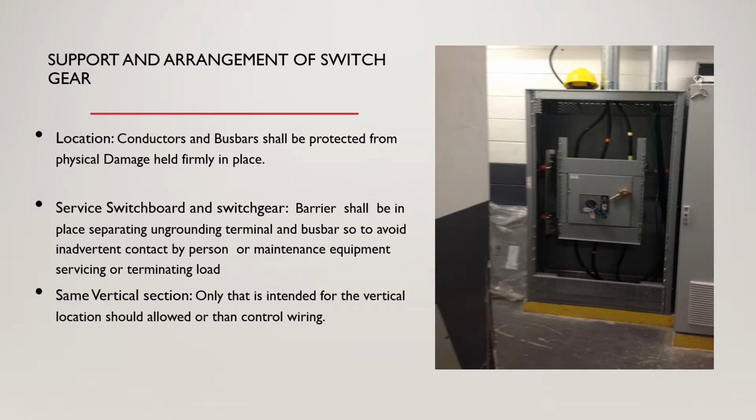Now, for location, we must have the conductors and the bus bar in a way that they are protected from physical damage and ensure that they are properly supported and firmly in place. For a service switchboard or switchgear, normally you want to have barriers so that the ungrounded buses or terminals are arranged to avoid inadvertent contact by persons or maintenance equipment, servicing, or terminating.